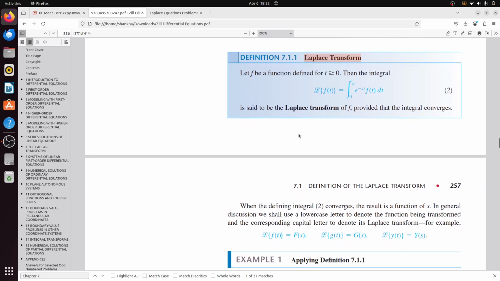So the kernel function, if we fix it as e to the power minus st, there are a few particular properties of e to the power minus st. It is everywhere differentiable, right? Its partial derivative exists everywhere. You can construct the partial derivative with respect to s, and with respect to t. Also e to the power minus st is a monotonic decreasing function. As you go up to infinity, e to the power minus st converges to 0.